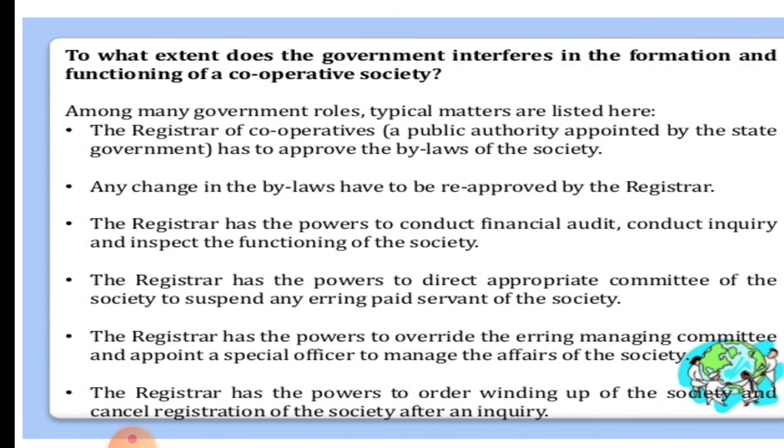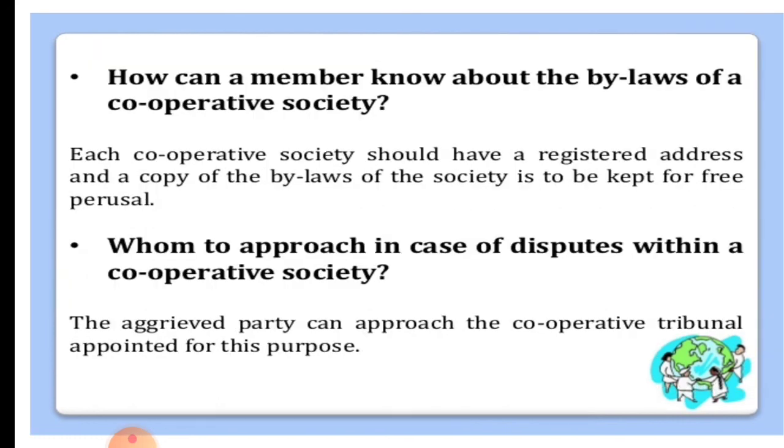Suppose on the board of directors someone has committed any mistakes which are against the law, then the registrar can point out the mistake, remove the person from the committee, and appoint a special person to manage the affairs of the society. The registrar has the power of ordering winding up of the society and cancelling its registration after an enquiry. If after the enquiry there is any misrepresentation, the registrar can certainly order winding up.